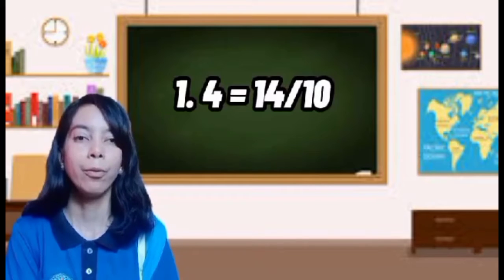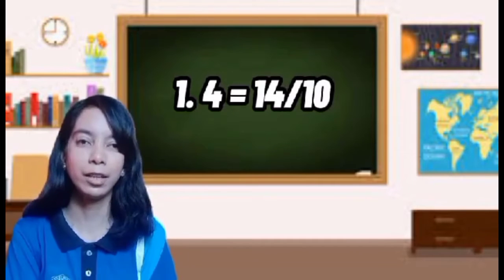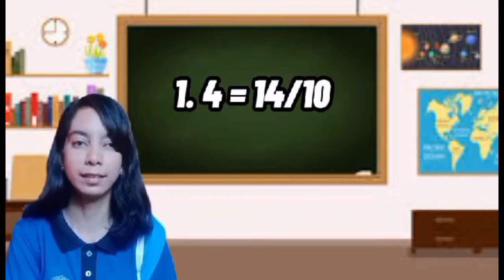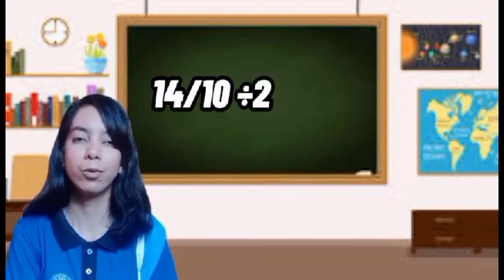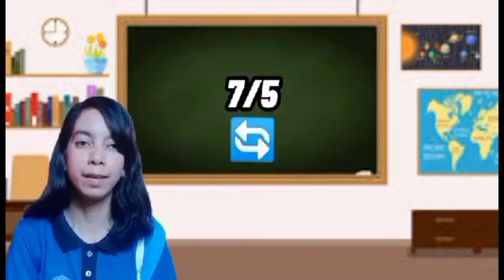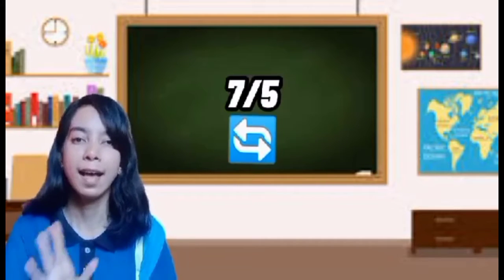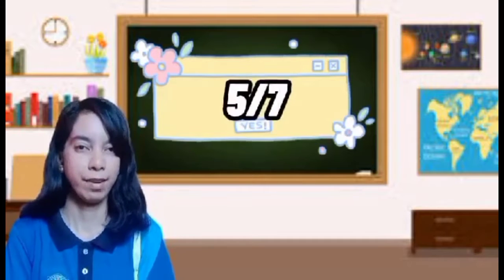So now, we can reduce this to lowest term by dividing the numerator and denominator by 2. So 14/10 divided by 2 is equals to 7/5. So si 7/5, pagpapalitin mo si 7 at si 5. So the answer will be 5/7.